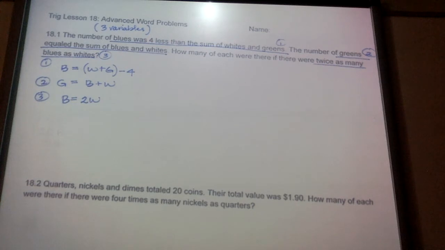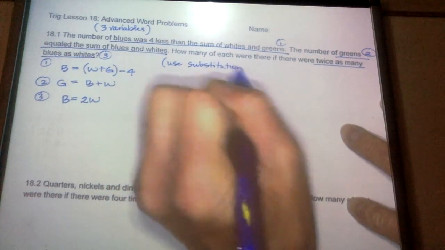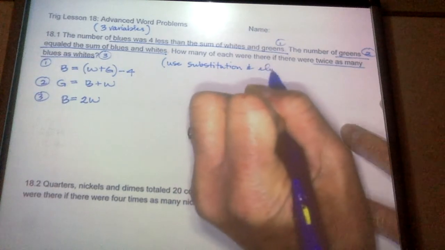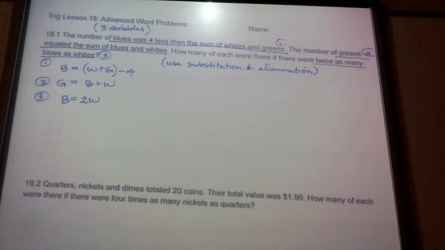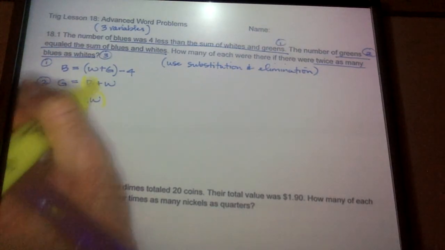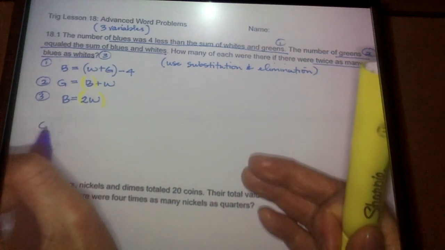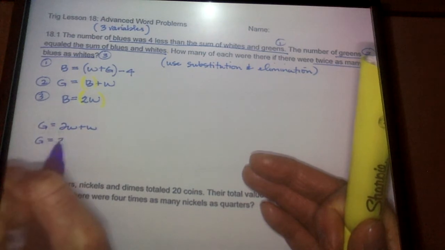Now from here, I'm simply going to use some substitution to figure this out. So you can use a combination. I would use substitution and elimination to solve. It's whatever fits. So for example, if I know B equals 2W, I'm going to substitute that right in there. So the number of greens equals 2W plus W, so G equals 3W.